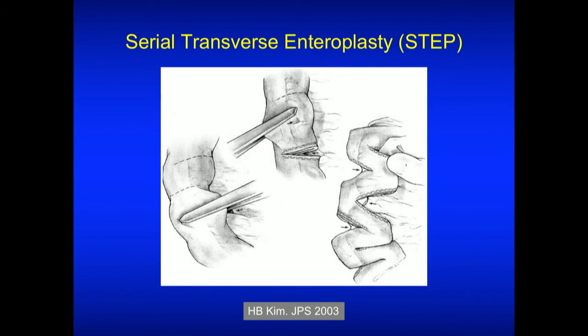Now, the procedure that's more commonly used at UCLA is the STEP, or the serial transverse enteroplasty procedure. And that's really an ingenious procedure that was designed by Dr. Kim up in Boston back in 2003. In surgery, we use these staplers that lay down two rows of staples on either side and then cut in between. So Dr. Kim figured out that if you cut the bowel in this zigzag manner, you create a V shape, which creates a longer, narrower segment of bowel.